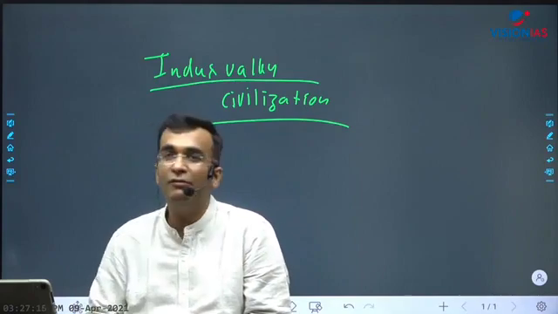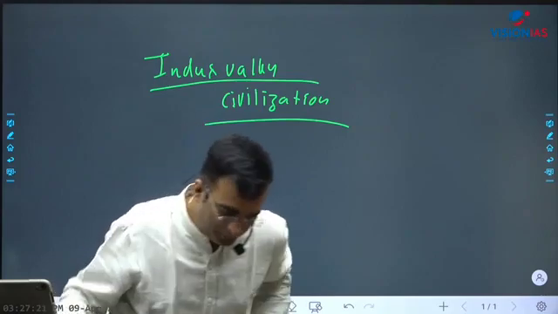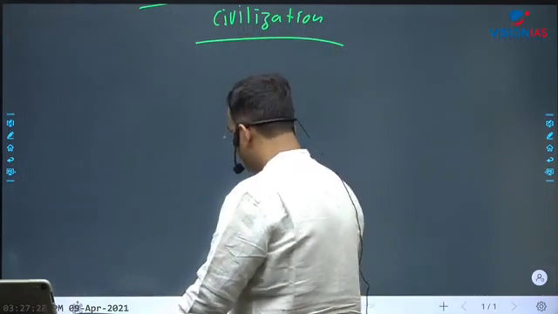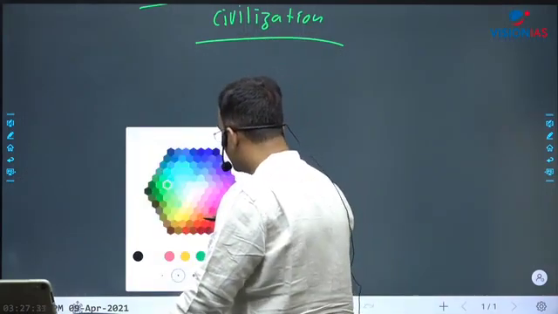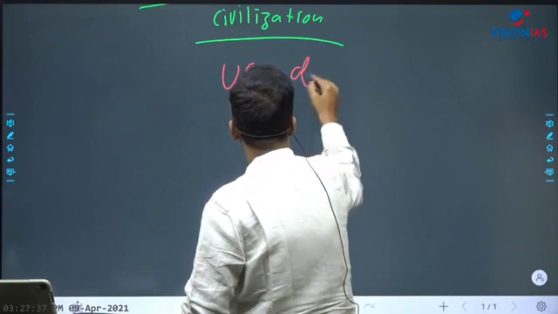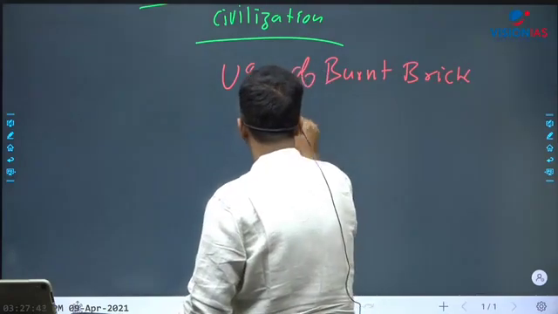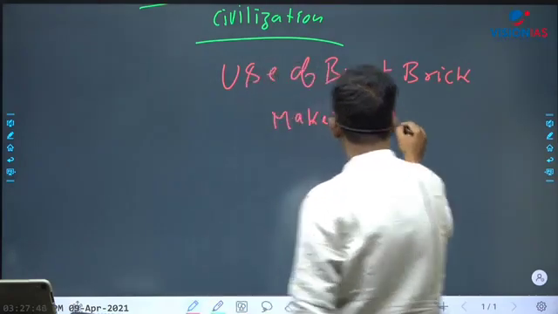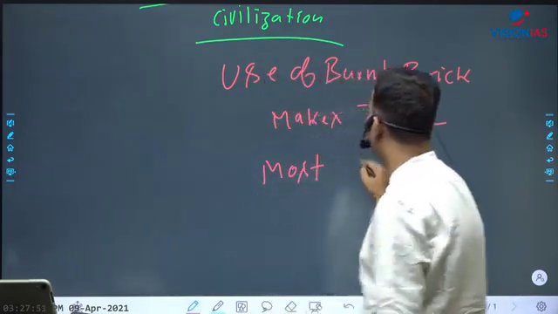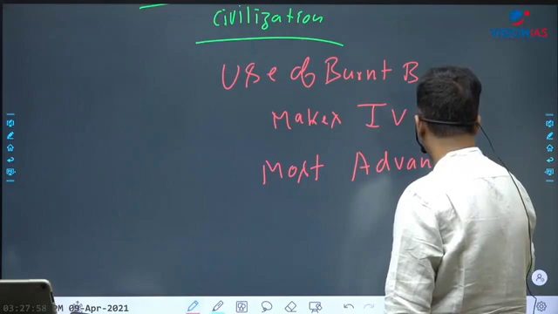Very right. So I have found the answer which I was looking for. So let me write on the board. The answer is: use of burnt brick makes IVC the most advanced civilization of the world.